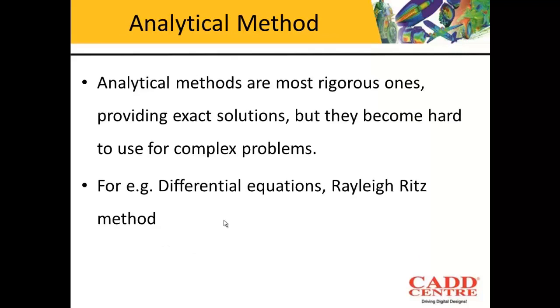The second method is the analytical method. The analytical method is actually very difficult, but this provides very accurate solutions. Now, you must have heard about the Rayleigh-Ritz method and the partial differential equations. They are actually examples of analytical method, but you know how complex it gets when your design gets more and more complicated. The equations will also get more and more complicated, and hence it takes a lot of time to analyze the solutions.